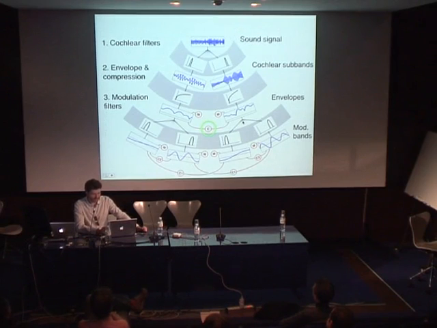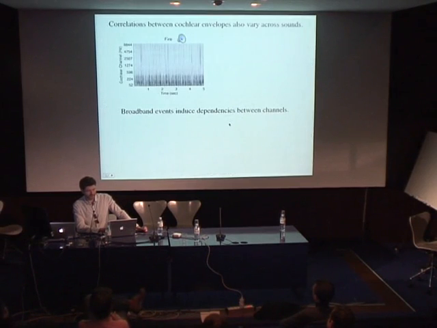Okay, so that's a brief description of what some of the marginal moments capture. I'm also going to give you an example of the correlations that you can observe between the envelopes of different cochlear channels. These correlations are statistics that also vary quite a bit across sounds, and the variation is due in part to the presence or absence of broadband events.